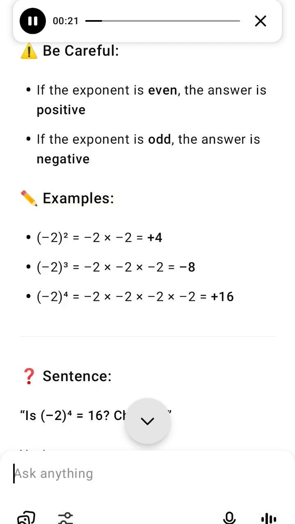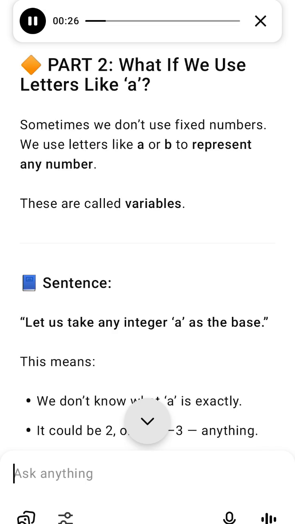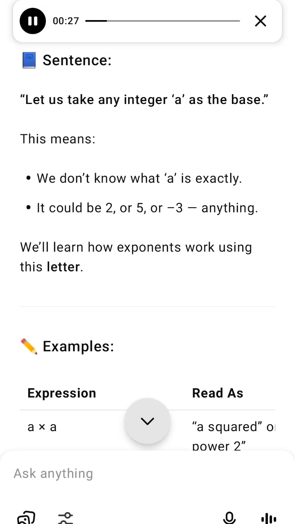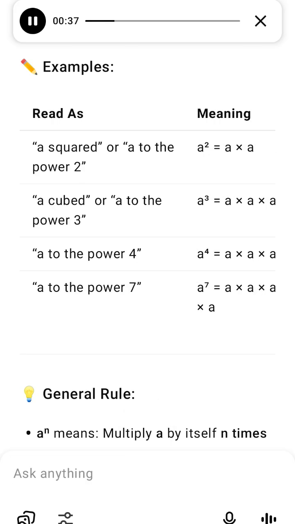1. Exponents can have negative bases. You can use negative numbers as the base in an exponent. The sign of the result depends on whether the exponent is even or odd. Rule: if the exponent is even, then the answer is positive; if odd, negative. Examples: (-2)^2 equals 4, even exponent, positive. (-2)^3 equals -8, odd exponent, negative.